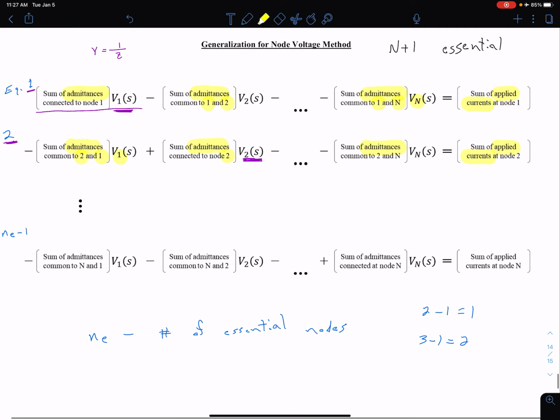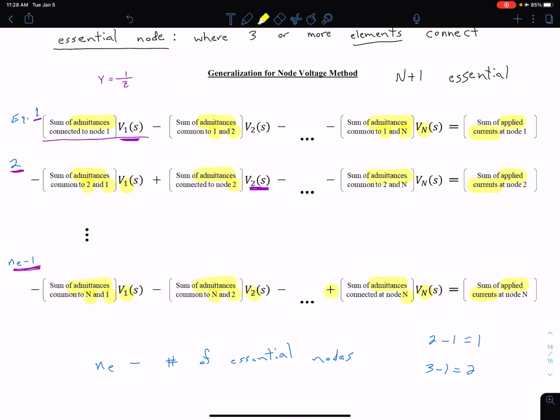And so a similar thing, we just keep on going down. For this last equation, if we were looking at some system with n plus 1 essential nodes, we're still looking at admittances in each term, and we're looking at node capital N. So we're looking for our Vn term as the only positive one. That's all the admittances connected to node N. And then for all the other terms, it's admittances between that node and node N. So for example, when multiplying by V2, it's admittances between node 2 and node N. And once more, we see it's applied currents at node N.